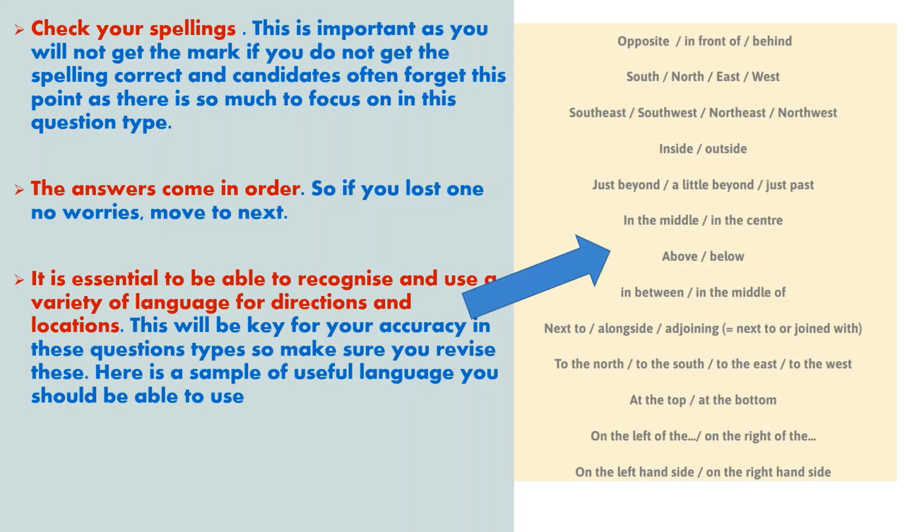And then the answers always come in order. Okay, so number 16 will come first, then the 17, then the 18. They always follow the order. So A, B, C, D, E, F, they will follow the order. So if you miss one, do not worry, move ahead. When you get others, you may have a chance to guess with the notes that you have taken.